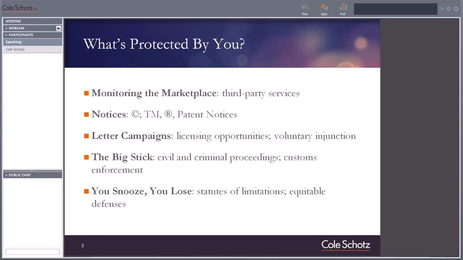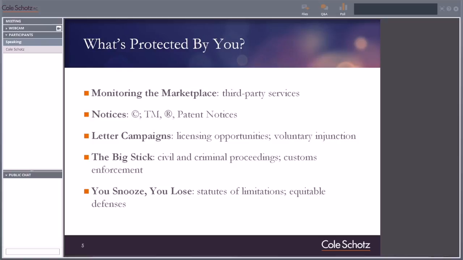Now we're going to move on to a couple more things you can do to help protect your IP, and for that, I'll pass it back over to Ariana. Thanks, David. So David touched on the last point here on our slide already. I'll address that just briefly. The remaining two topics, letter campaigns and what we have up here as the big stick, are really your enforcement mechanisms. You've given notice, you've watched to see what's going on and identify infringers, and then the question is, what do you do next? Or perhaps someone has notified you of an infringement.